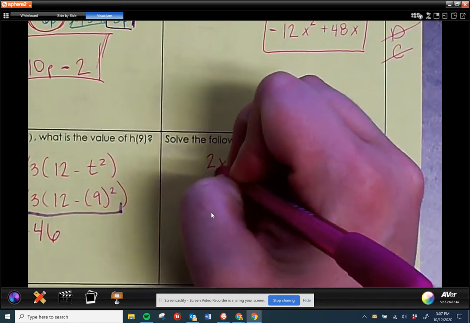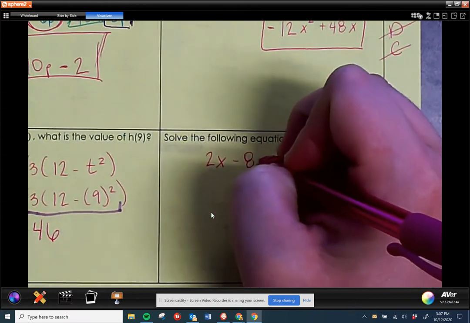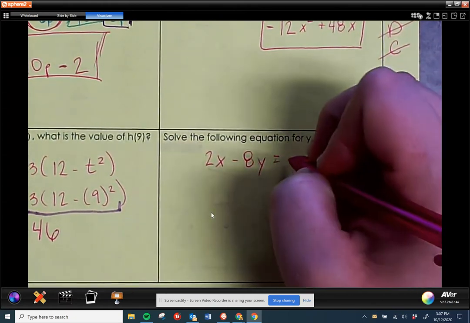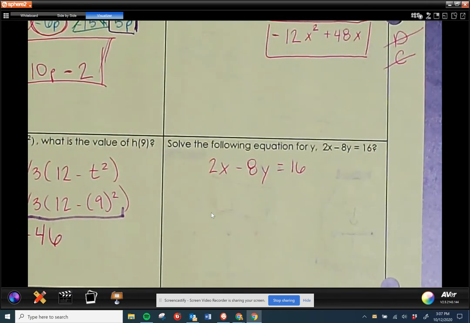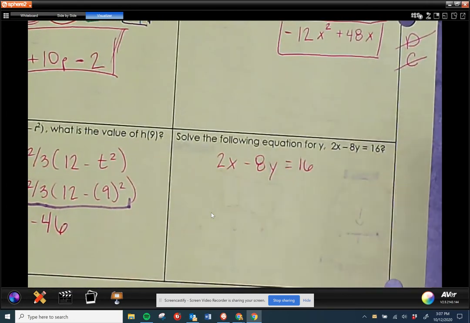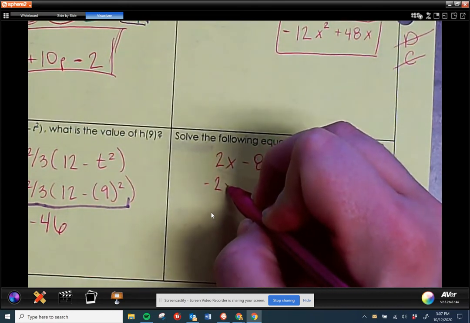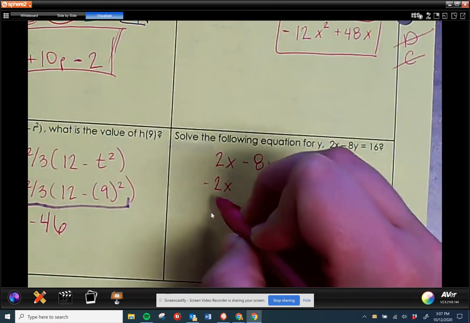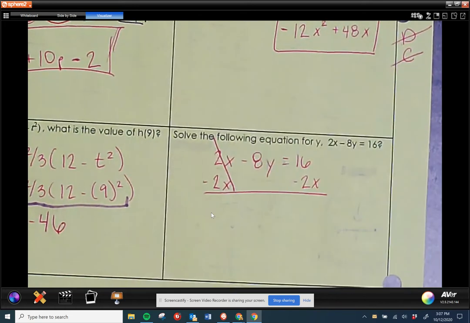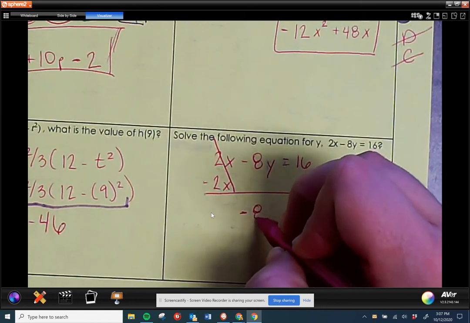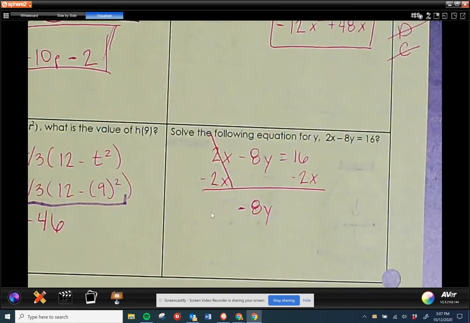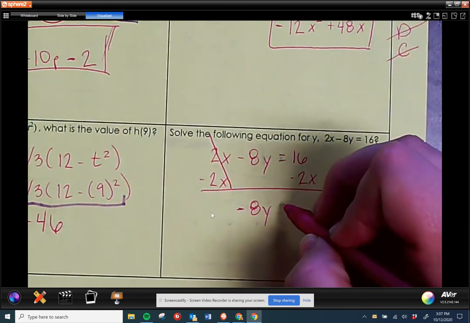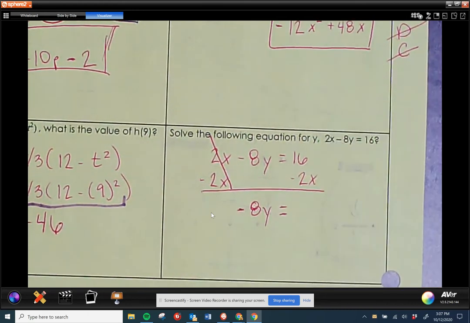The next says solve the following equation for y. So it's in standard form, and we need to get y by itself. The first thing that we're going to have to do is move this positive 2x. The opposite of positive 2x is going to be negative 2x. That is going to cancel on the left side. 2x minus 2x is 0, and I'm left with a negative 8y. Don't forget, if there's a minus in between your x and y, you have to drop that down with the y. And now these are not like terms, so I can't combine them.